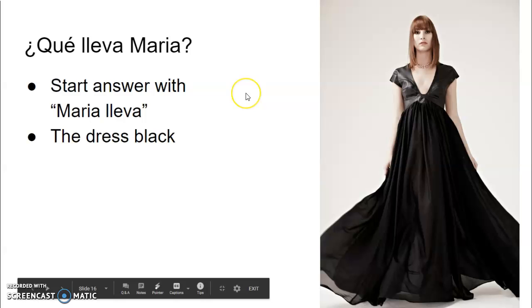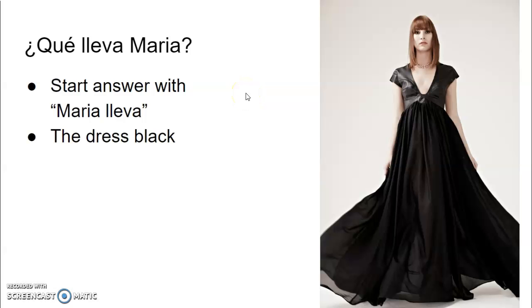All right, so we have made it to the next section of our practice today. So here we're going to put what we have been working on with the verb llevar, to wear, to talk about what these people are wearing. So this is our example, okay? So, ¿qué lleva María? Means what is Maria wearing? So we're going to start to answer with Maria lleva. And now we need to add the dress black.